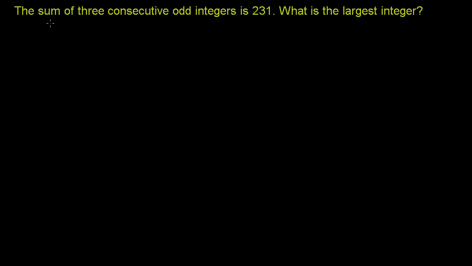We're told that the sum of three consecutive odd integers is 231. What is the largest integer? So let's think about this a little bit. Let's say that x is the smallest integer.